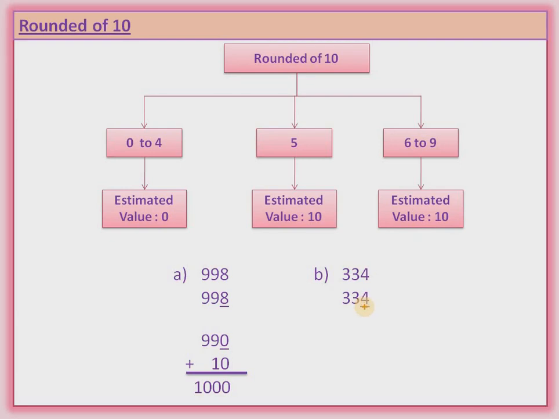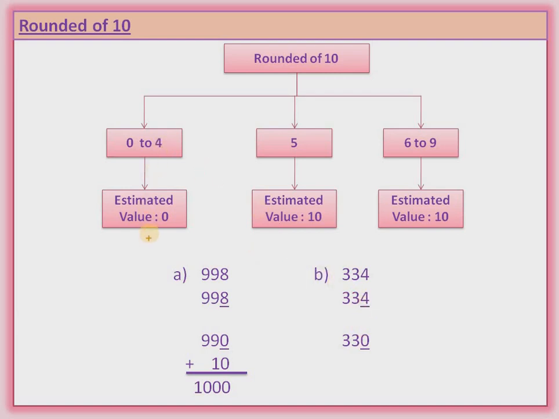first we will write a 0 instead of 4. Where we draw the line, under it, in place of that number, we will write a 0 only. Understood? So you can see 330, in place of 4 we have written 0. Yes or no?